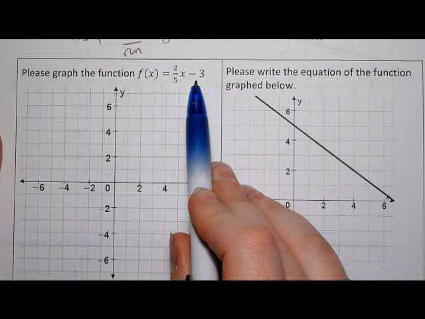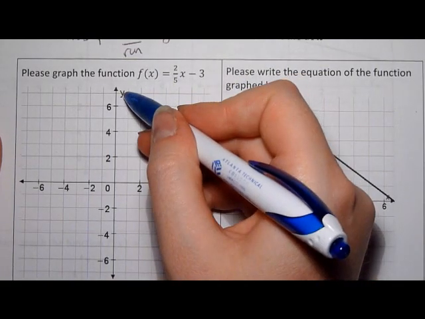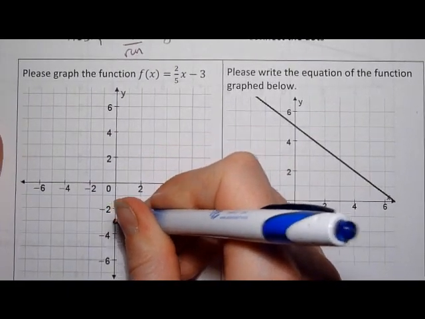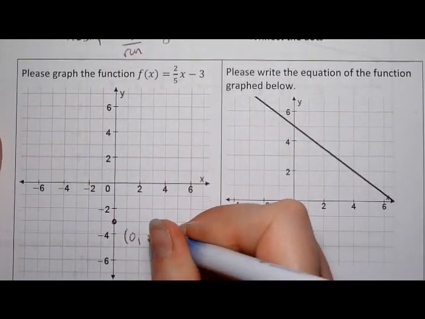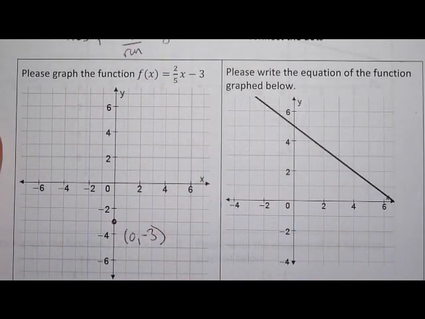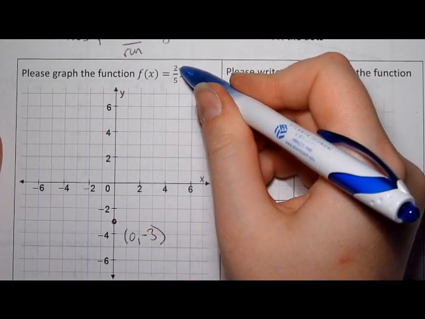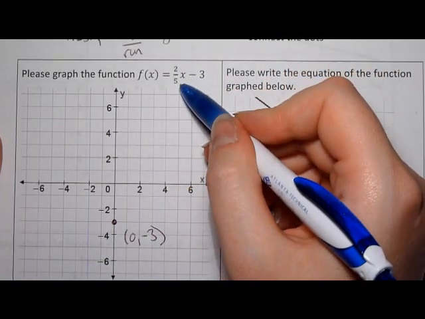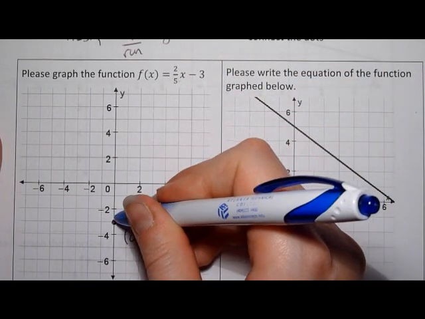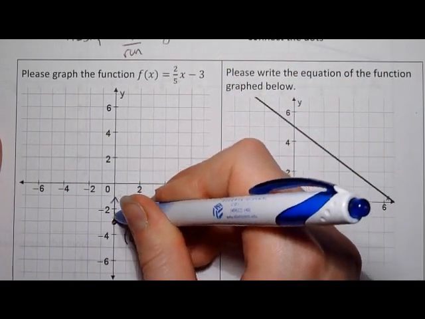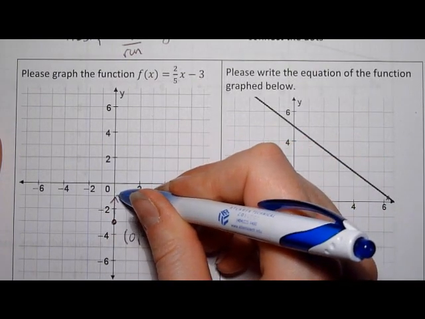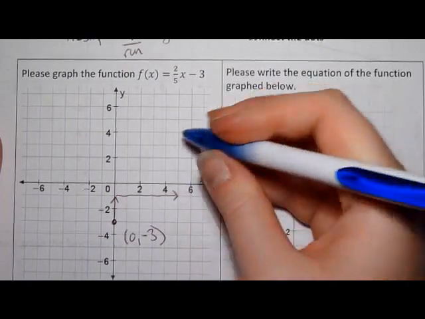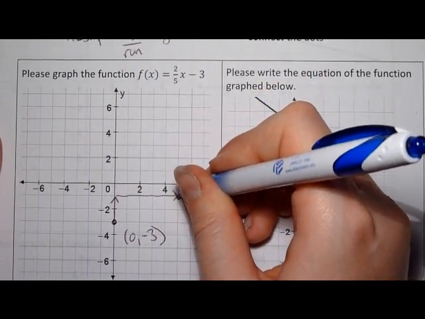My y-intercept is -3. So on my y-axis, I go down to -3 and place my point. This is the point 0, -3. I then use the slope of 2/5 to draw my next point. So rise over run. I'm going to rise up 2, and I'm going to run over 5. 1, 2, 3, 4, 5. I run over 5. This is where my point goes.